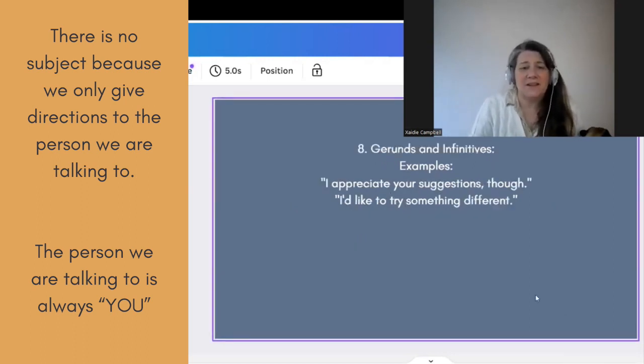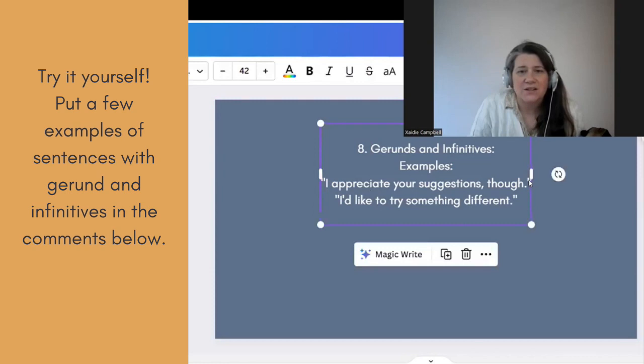Gerunds and infinitives. So remember I said the "to" was an infinitive over here. I'd like to try. That's your infinitive. A gerund is not even here. They don't have an example of a gerund.